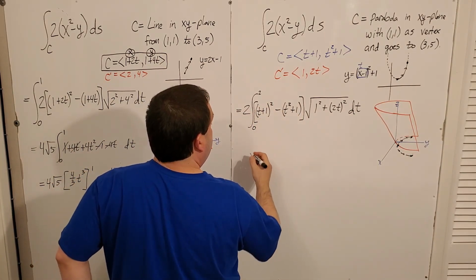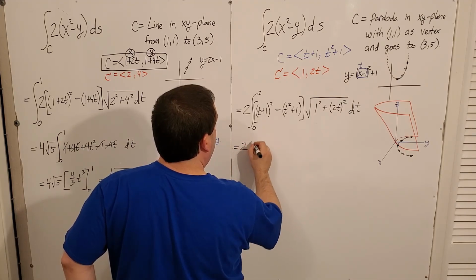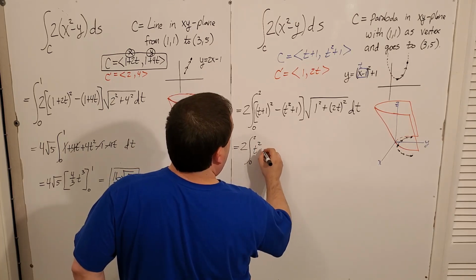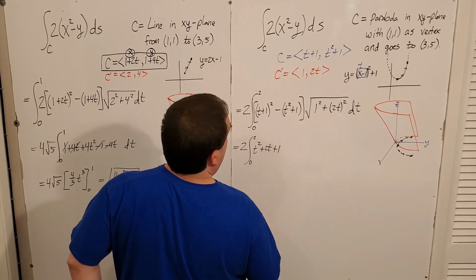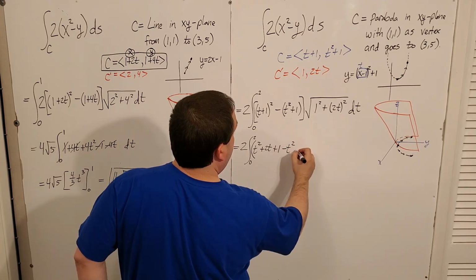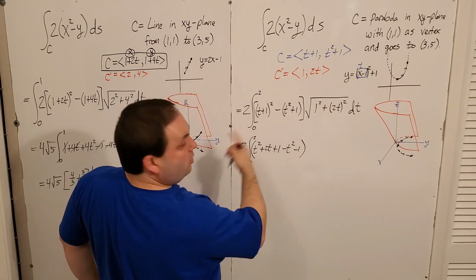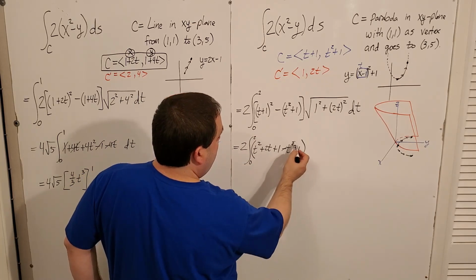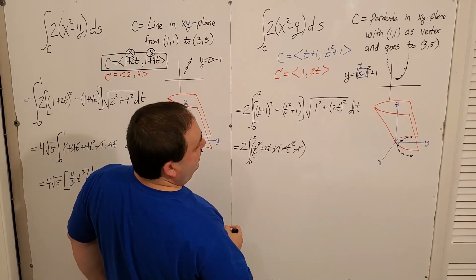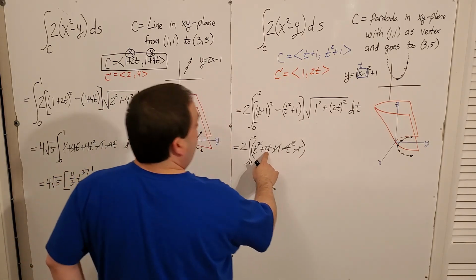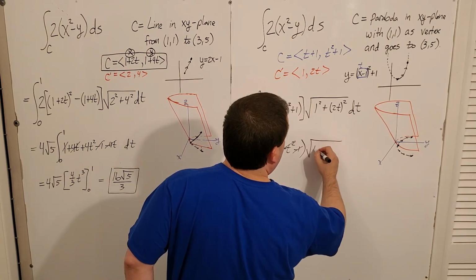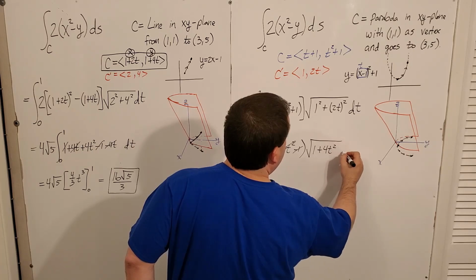I've got t squared plus 2t plus 1 minus t squared minus 1. Oh, look, it worked out again like last time. My t squareds are going to add to 0. My 1s are going to add to 0. That's nice. So I'm left with a 2t here times the square root of 1 plus 4t squared dt.